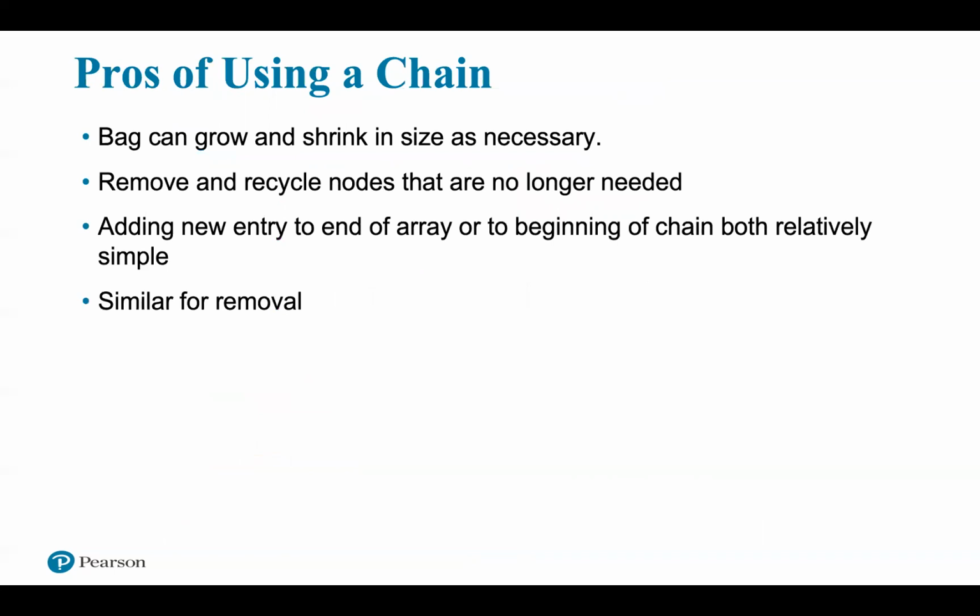First, you're looking at the pros, and then we'll get to the cons in the next chart. You have seen how to use a chain in an implementation of the ADT bag. One of the greatest advantages of this approach is that the chain, and therefore the bag, can grow and shrink in size as necessary as long as memory is available. You can add as many nodes to a chain as you wish. Moreover, you can remove and recycle nodes that are no longer needed.